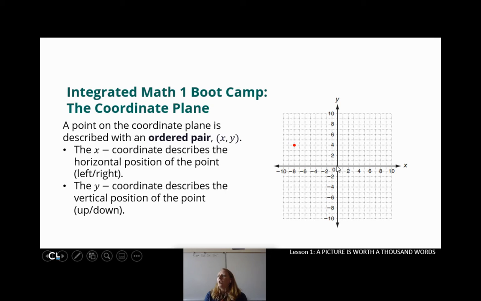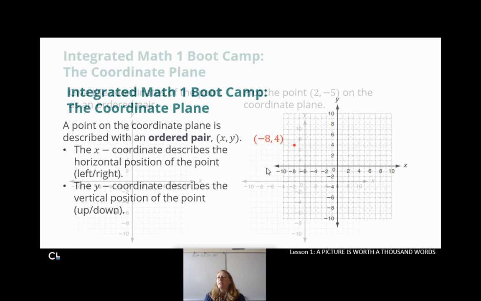But I also need to go up to get to this point. So from the origin, it looks like I have to go up. There it is. I have to go up 4 units. So that would be a positive 4 for my y coordinate. So I would say that the ordered pair for this point is negative 8, because side to side is first. Our x coordinate is always first. And positive 4 would be our second coordinate because that's our y coordinate, our up and down.